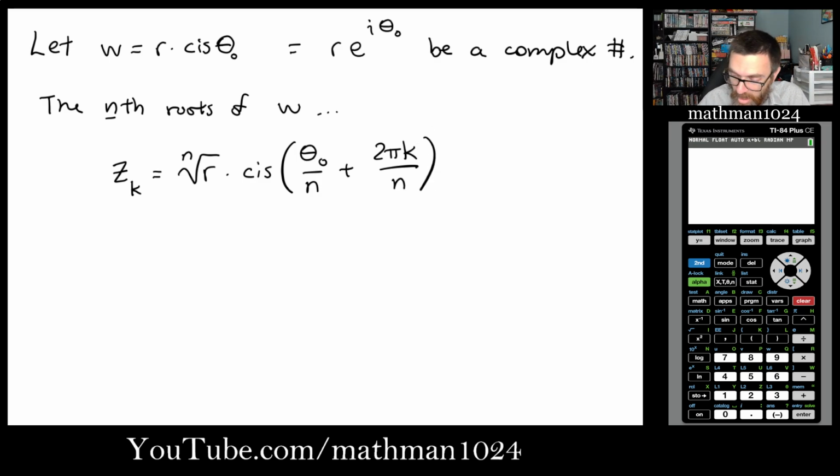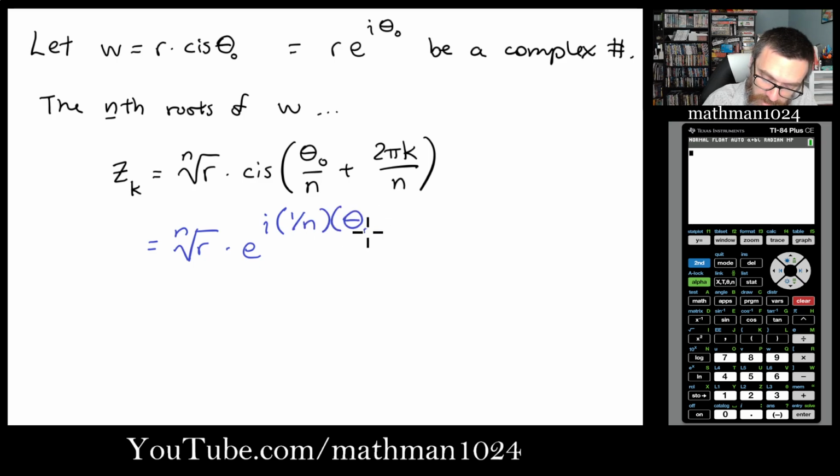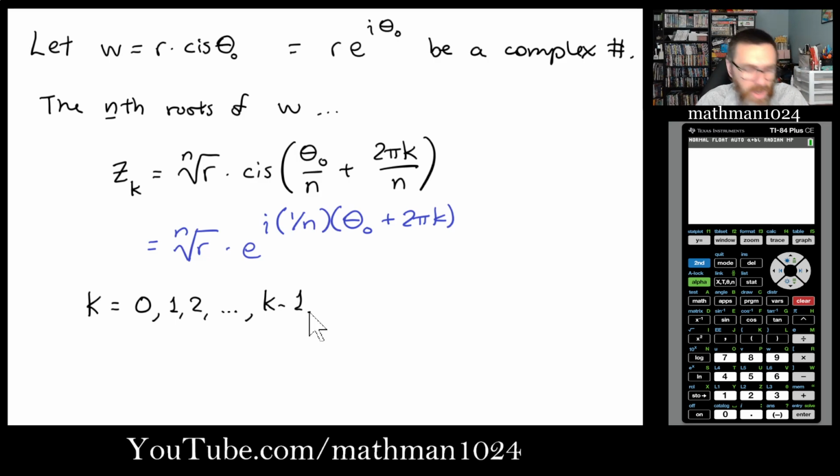Or if we're doing this in exponential form, you would still have the nth root of r, but then it'd be times e to the i times 1 over n times theta sub 0 plus 2 pi k. And with all of this, k is going to equal 0, 1, 2, all the way up to k minus 1. And this will be how we find all of the roots for the indicated number. Not the k minus 1, I'm sorry, n minus 1.